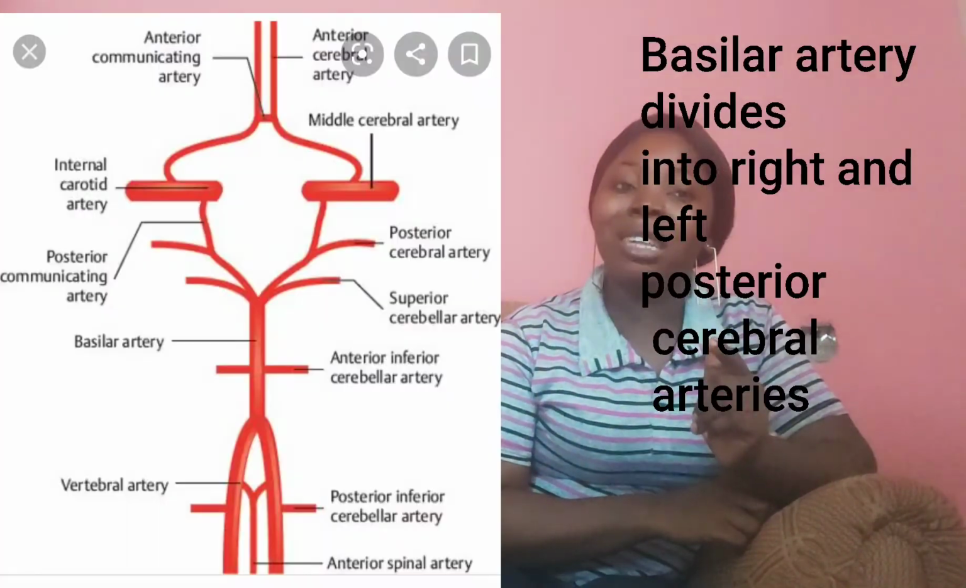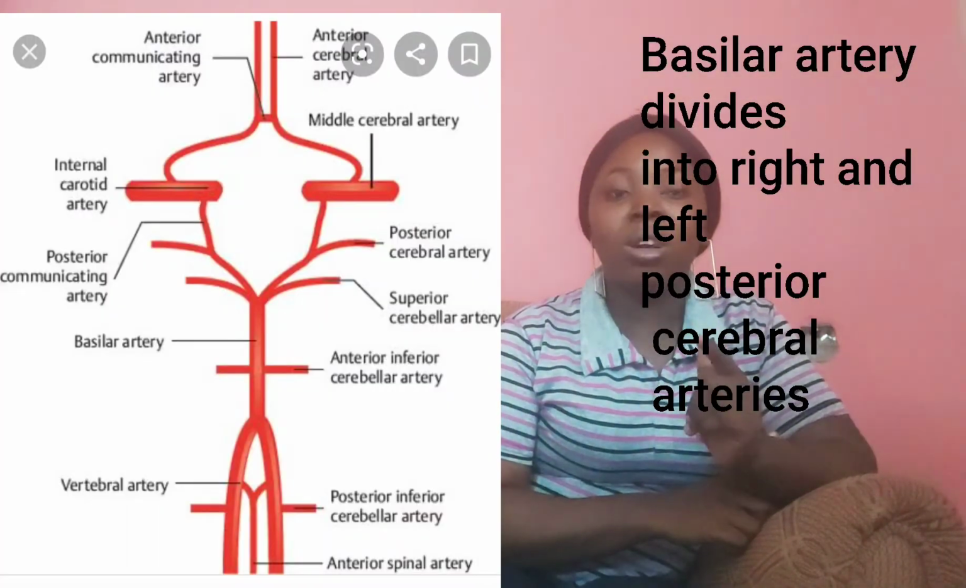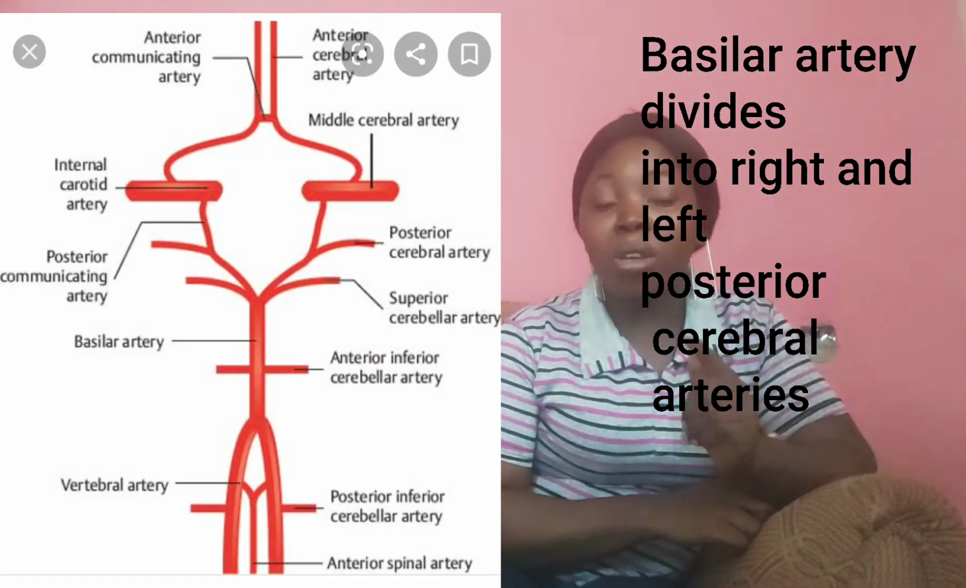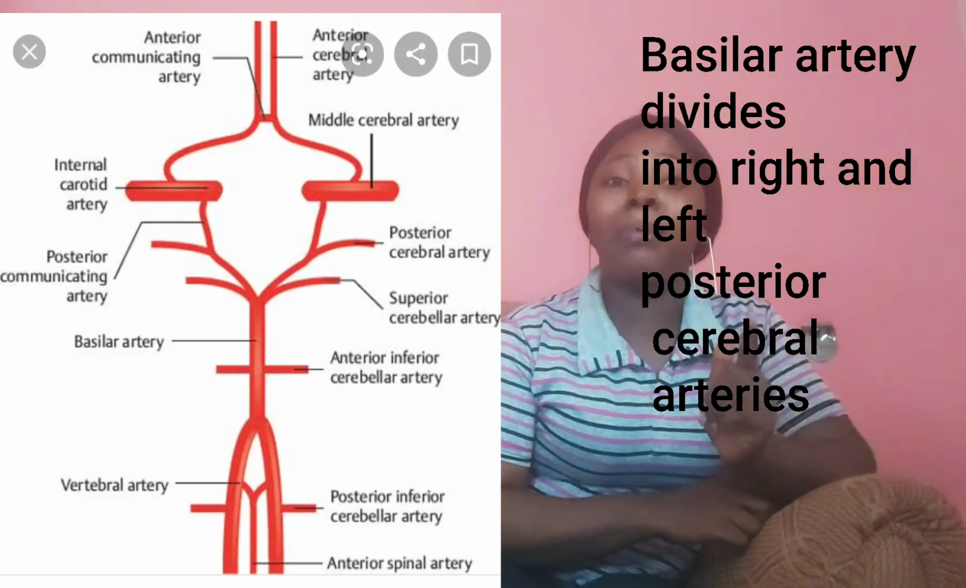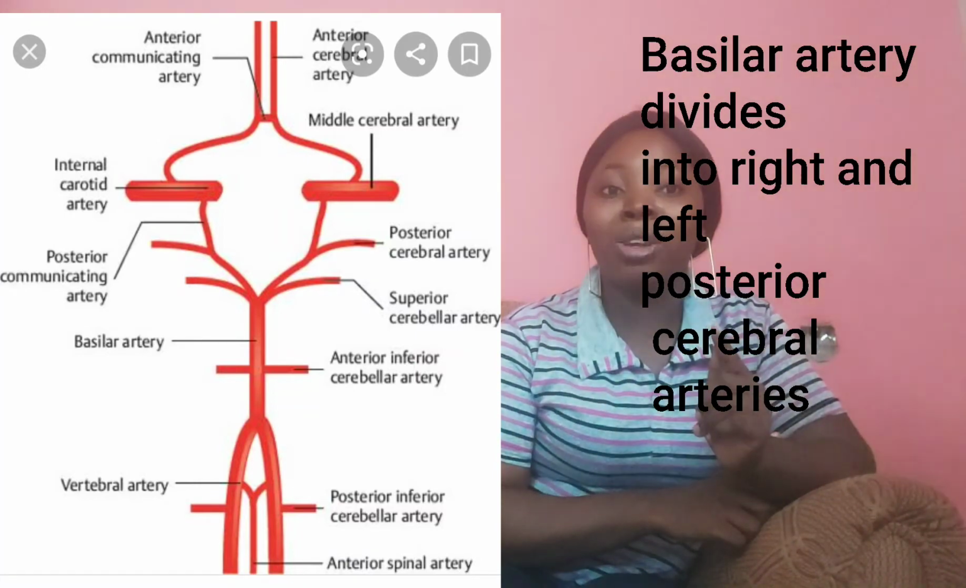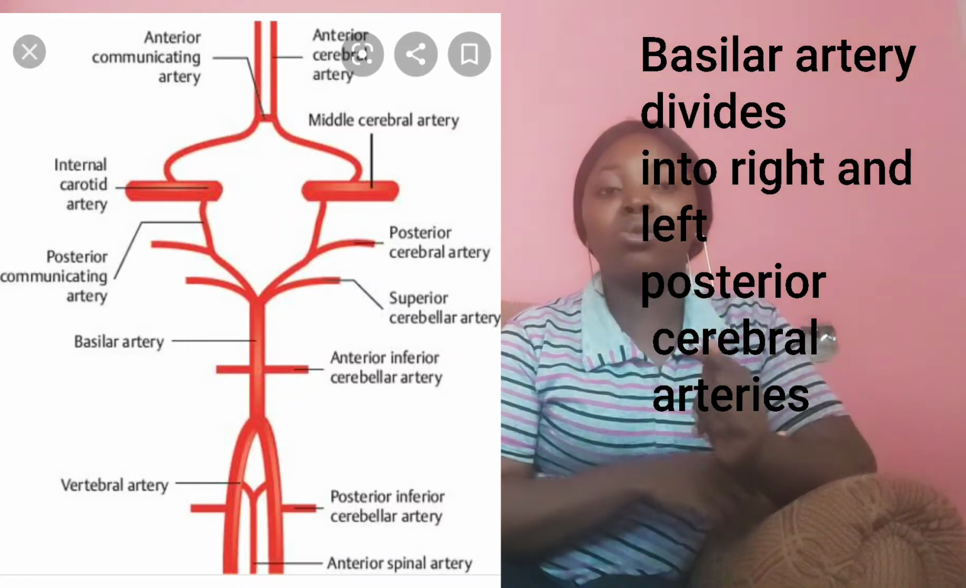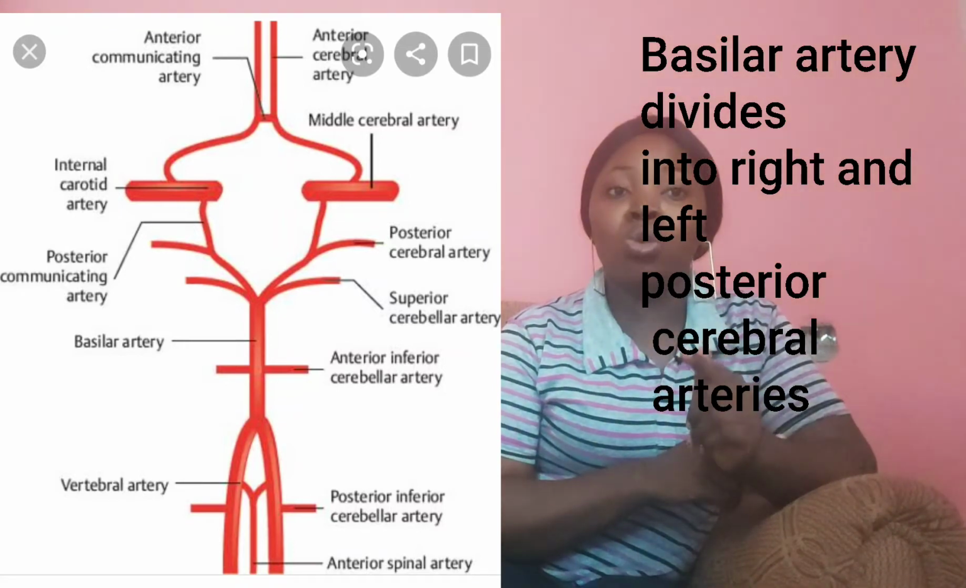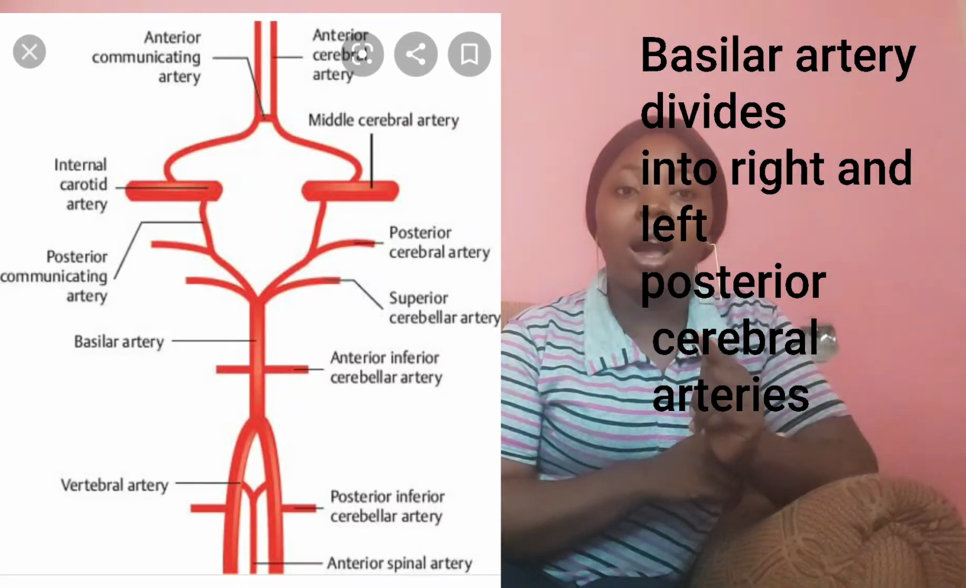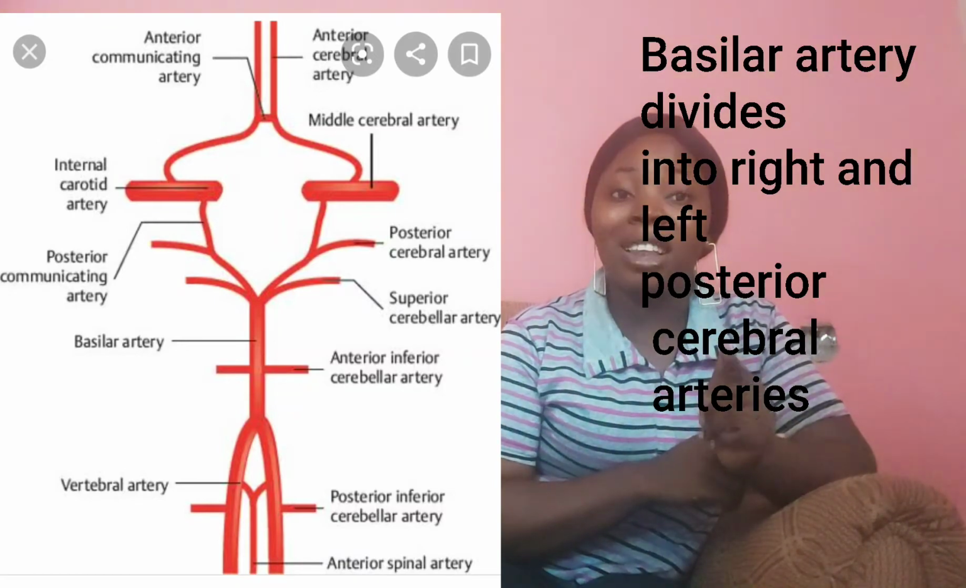And this basilar artery now divides into the 2 posterior cerebral arteries, because it's now in the brain, talking about the cerebrum. That is the right and left posterior cerebral artery. We are done with the posterior system.